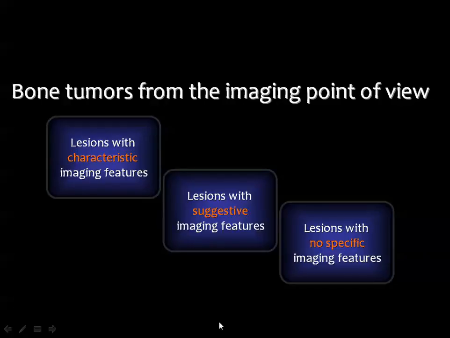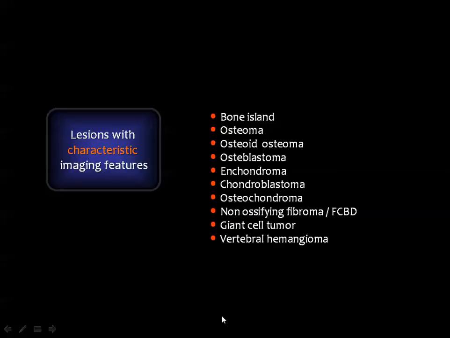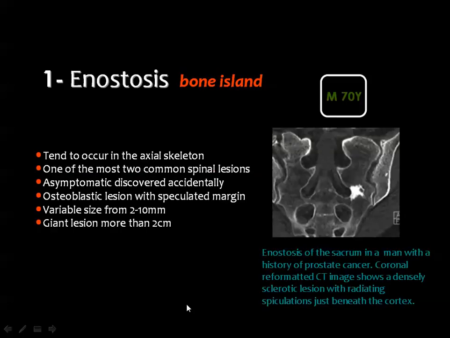Starting with the first group, which includes many bone tumors, this group with characteristic imaging features will include the bone island, osteoma, osteoid osteoma, osteoblastoma, enchondroma, chondroblastoma, osteochondroma, non-ossifying fibroma, fibrous cortical bone defect, giant cell tumor, and vertebral hemangioma.